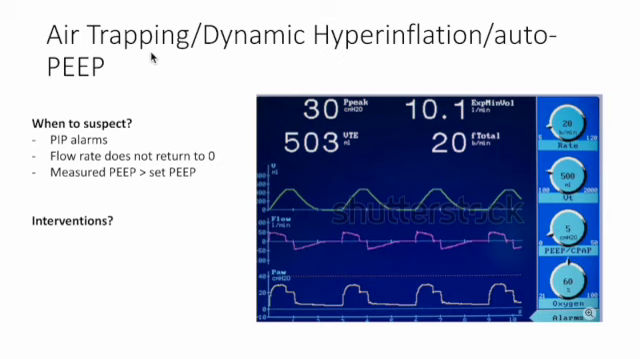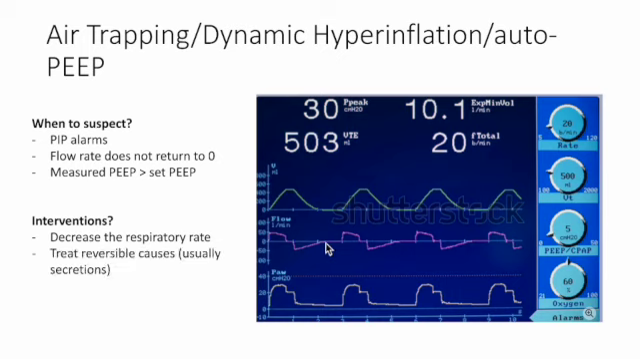So what interventions can we take to counteract air trapping? The first thing you can do is decrease the respiratory rate. So by decreasing the respiratory rate, we give the patient more time in between breaths to completely exhale. The other intervention is to treat any reversible causes of increased expiratory airway resistance, and usually that's secretions. So you can trial suctioning the airways with RT to see if it improves the pressures.